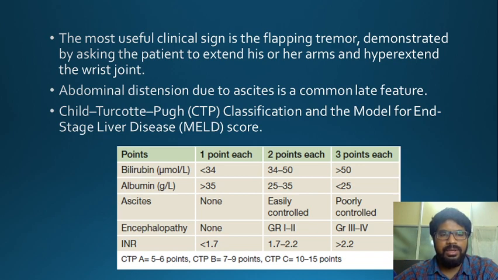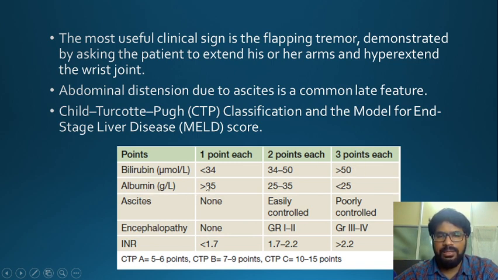So there will be 5 parameters: serum bilirubin, serum albumin, ascites, encephalopathy, and the PT or INR. If the bilirubin level is less than 3.4, that is in micromoles per liter, but generally we look at milligrams per dL. It is 3.4 milligrams per dL. If it is less than 3.4, it is given 1 point. 3.4 to 5 is given 2 points, and more than 5 is given 3 points.